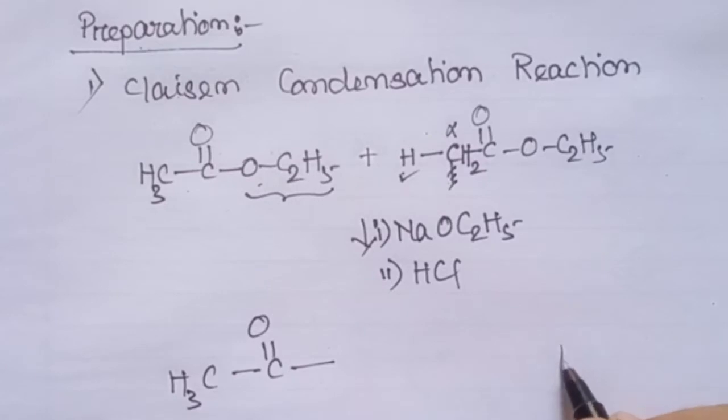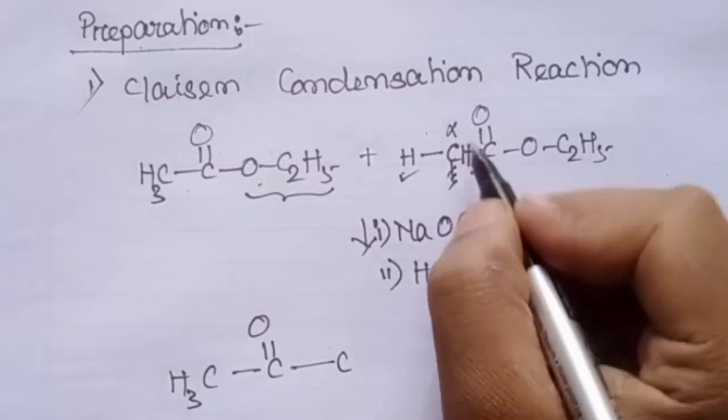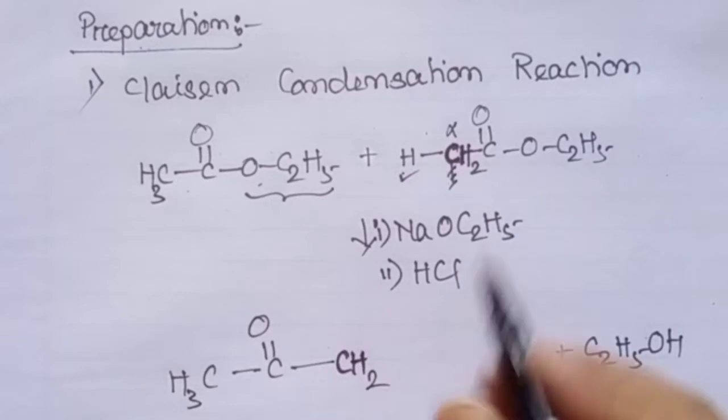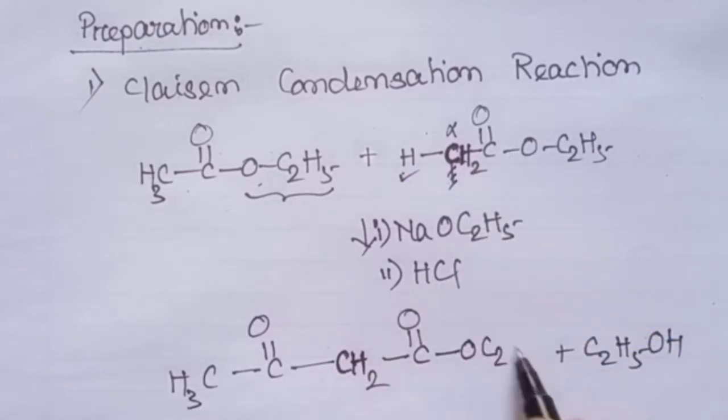So the product will be C2H5OH. The remaining part from here, that is the CH2, will be here. This one is the CH2 from here, followed by double bonded O, followed by O, C2H5. This one is the beta, and this one is the alpha. It is alpha, it is alpha. Here it is beta. So it is also called a beta carbonyl ester, or it is called an active methylene compound. This is the way to prepare the compound.